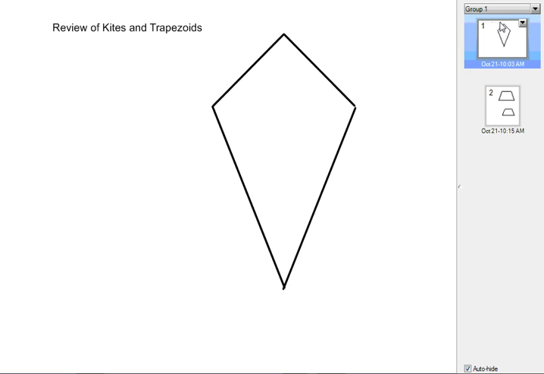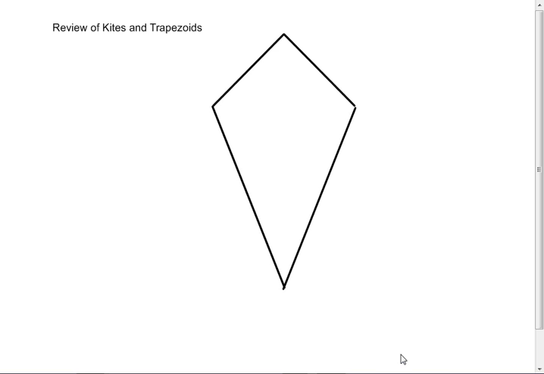Generally speaking, if you draw a good picture, what appears to be true is true. So on a kite, by definition, we know that both pairs of consecutive sides are congruent. Are there any angles that are congruent?